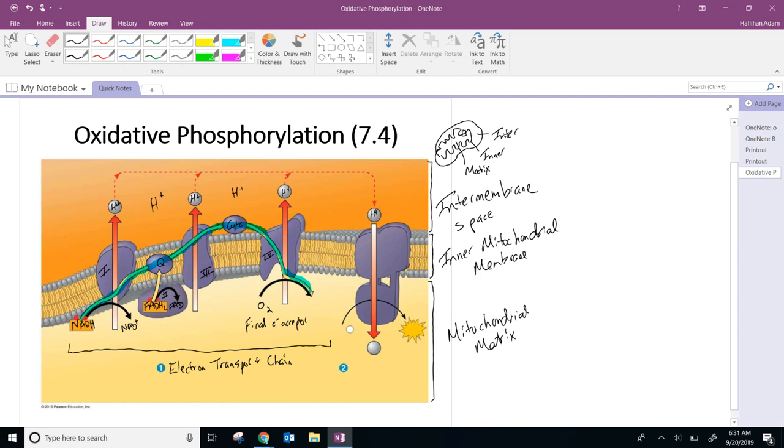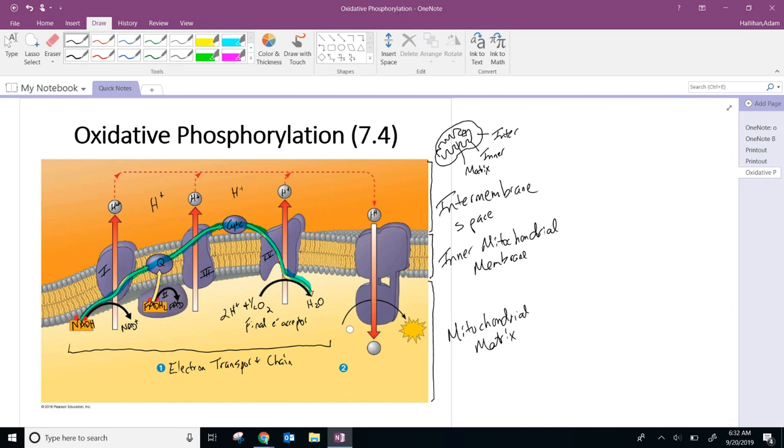Now, when O2 accepts the electron, it also combines with H plus ions that are floating around in the matrix. If you combine H with O2, you get H2O. So to keep our counting of atoms accurate, it's going to be 2 H plus ions plus half of an O2 to form H2O, just to make this a balanced reaction.